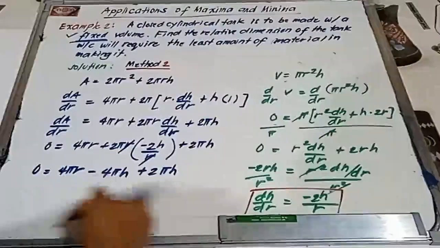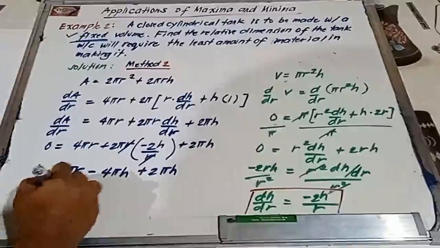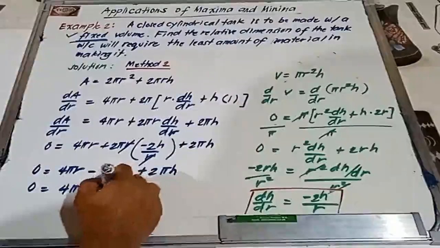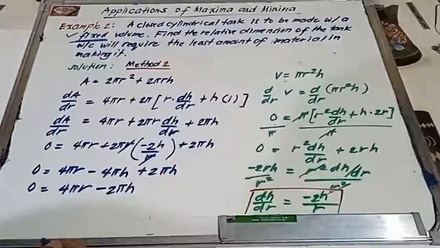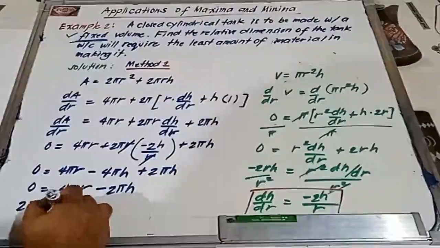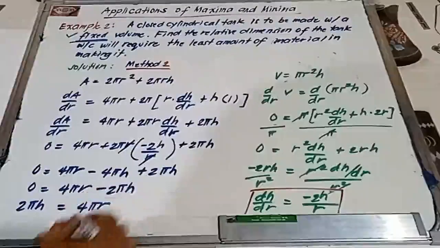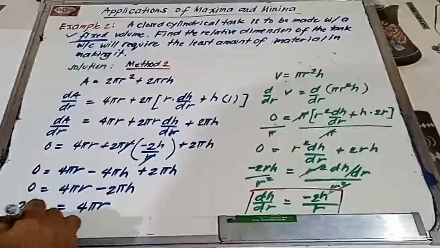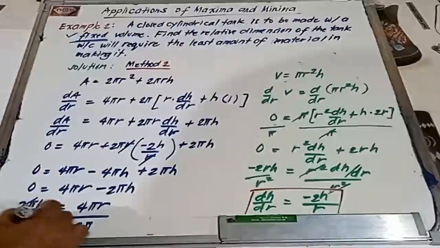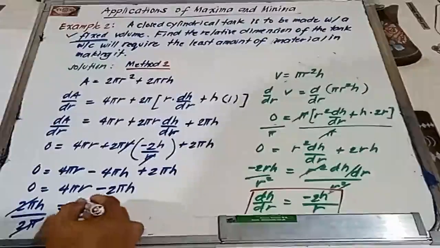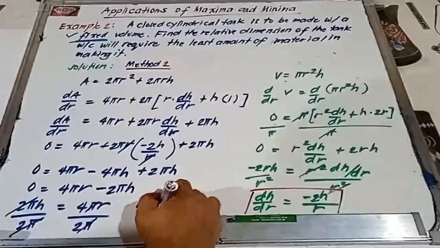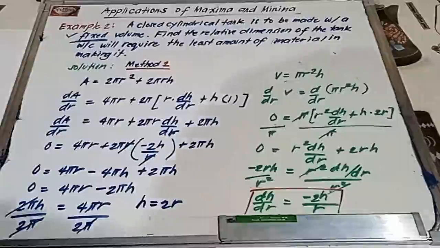Okay. Pwede natin itong pag-subtract. So, we have 0 equals 4 pi r minus 2 pi h. Okay. Transpose 2 pi h, we have 2 pi h equal to 4 pi r. Then divide both by 2 pi. So canceling 2 pi, 4 divided by 2 is 2. So we have h equals 2r. So we got the same answer.